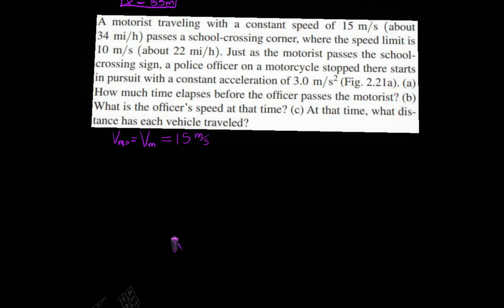So he's stopped there. So VP, P for police. The initial speed of the policeman is 0 because he is stopped. He starts in pursuit at a constant acceleration of 3 meters per second squared. So A, the acceleration of the policeman, is a constant 3 meters per second squared. So it's good that it's constant, so we can use our equations. It's always good to check.